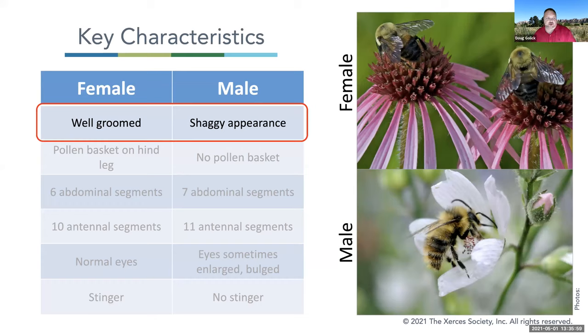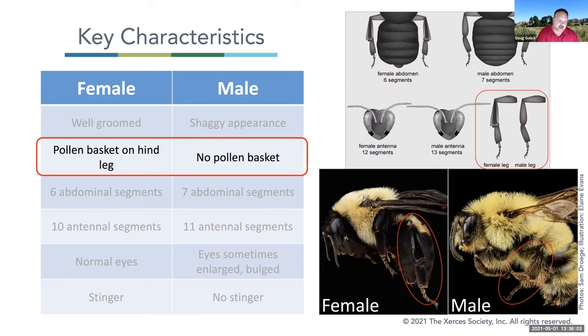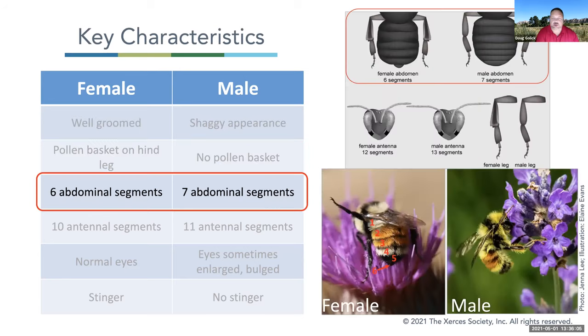Again, looking at the characteristics here, the female is well-groomed, has the pollen basket on the hind leg, and has a little bit shorter abdomen. The male has one additional segment. If you look more closely, and as you do this more, you can sometimes see that abdominal segment. The way you see it is the breaks in the hairs on the abdomen. We'll get to looking at species in a moment. Look at the female picture right there. You can see the breaks. Those are actually breaks in the hairs, the segments between the plates on its abdomen.